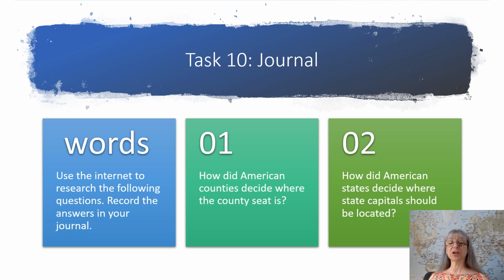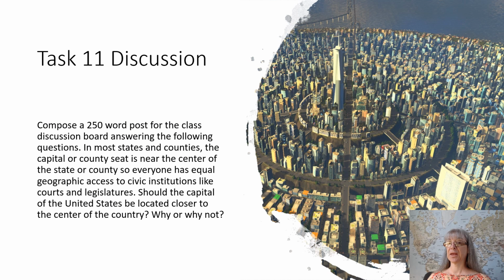And then task 10 is just about journaling. You're going to talk about how American counties decided where the county seat is, and how American states decided where the capitals should be located. Task 11 is also, should the capital of the United States be located closer to the center of the country? Why or why not? That's a really interesting discussion, and that's totally your opinion.